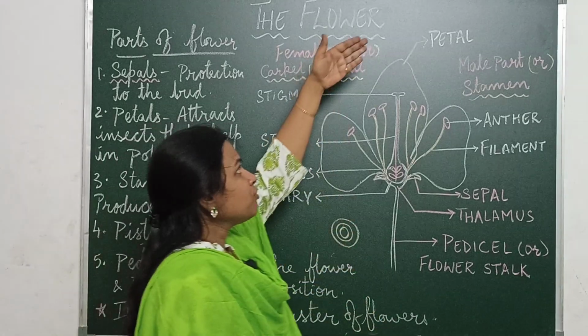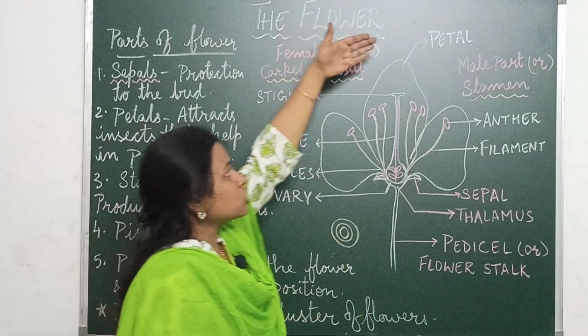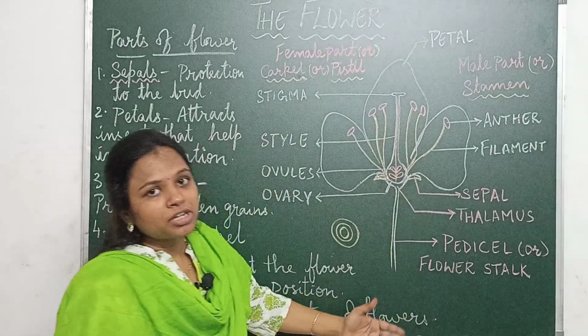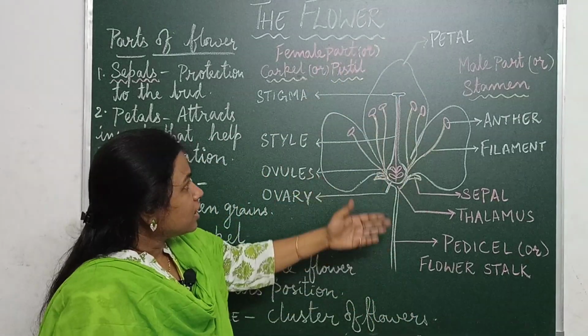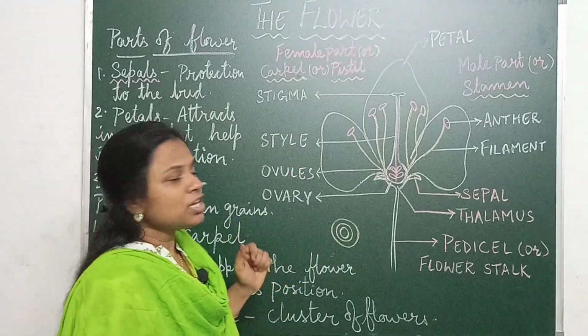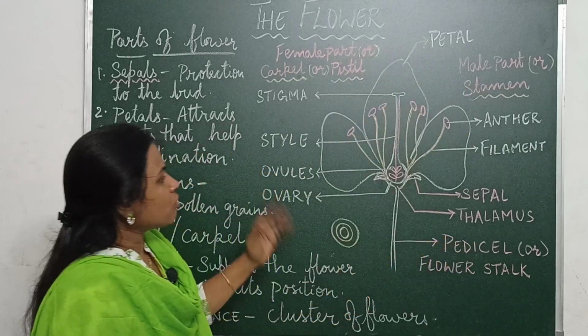That means if we cut the flower exactly from the center, from the top to the bottom, we will be able to see all the different parts of the flower. That gives us the longitudinal section of the flower. So here you can see there are different parts of the flower.